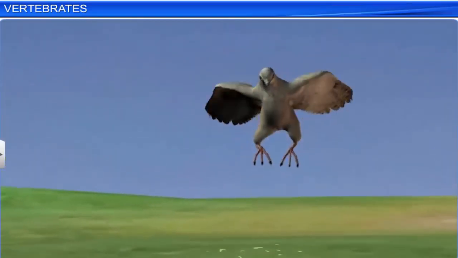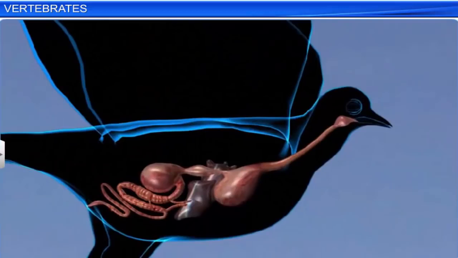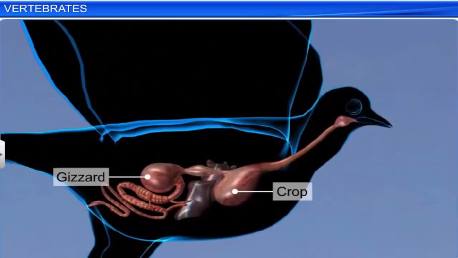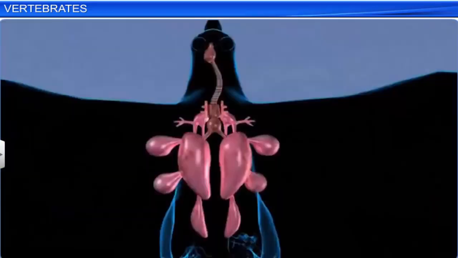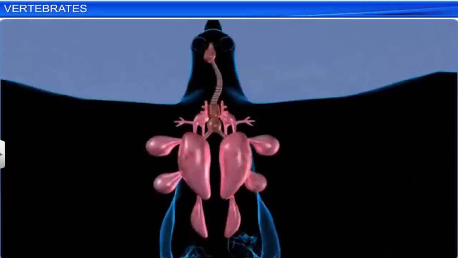Birds use beaks to eat. The food then reaches the digestive tract, which has a crop and a gizzard, which are additional chambers. Birds are warm-blooded or homeotherm, with a 4-chambered heart. They respire through lungs, and air sacs connected to their lungs supplement respiration.